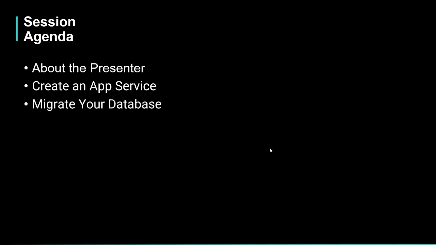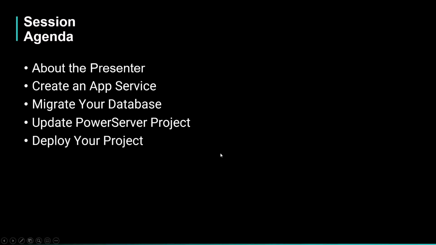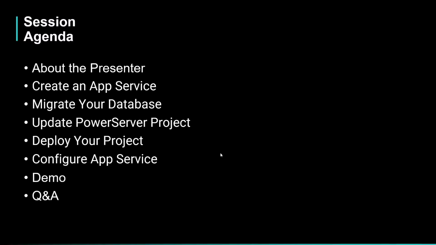So the first thing is I'm going to talk about myself for a little bit, just in case you don't know who I am. Then we're going to look at how we create an app service in Microsoft Azure, how we migrate the database to Azure, how we update the PowerServer project once we know the URLs for the database server and for the app service. Look at how we deploy the project, and then how we configure the app service. Then I'll have a demo, and then we'll have questions and answers.